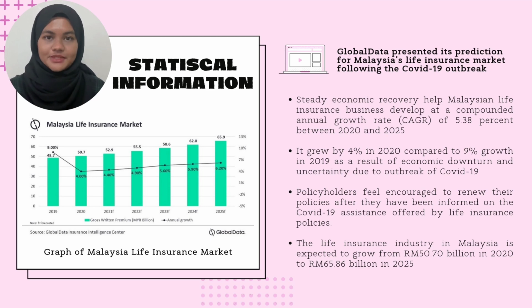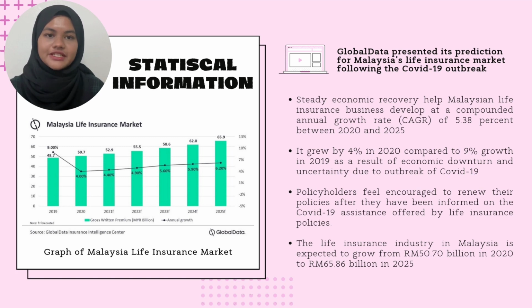My name is Nurul Batisha, and I will explain further on statistical information of insurance planning. The graph shows the annual growth of the Malaysian life insurance market. Following the COVID-19 outbreak, GlobalData updated its prediction for Malaysia's insurance market. According to the most recent data, the steady economic recovery would help the Malaysian life insurance business to develop at a compound annual growth rate, CAGR, of 5.38% between 2020 and 2025.